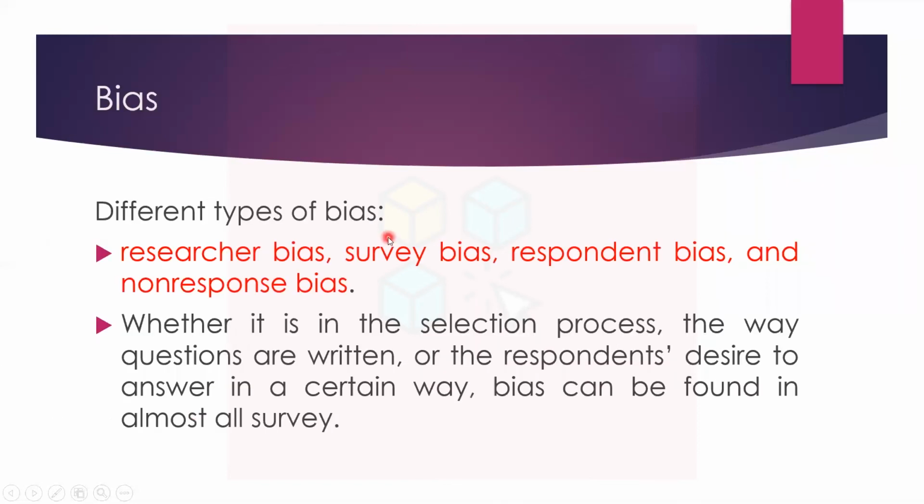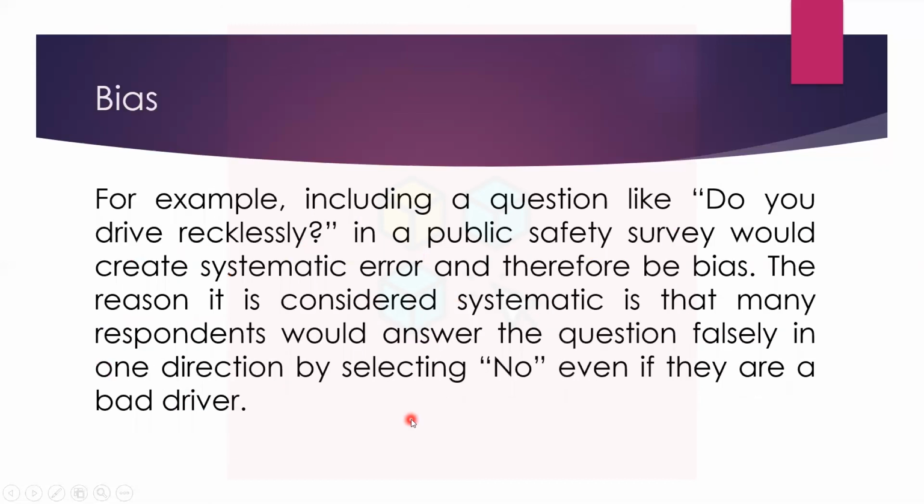Different types of biases. Researcher bias: his own bias may be a cause of the error. Survey bias, respondent bias, and non-response bias. These are the different types of biases. Whether it is in the selection process, the way questions are written, or the respondent's desire to answer in a certain way, bias can be found in almost all surveys.